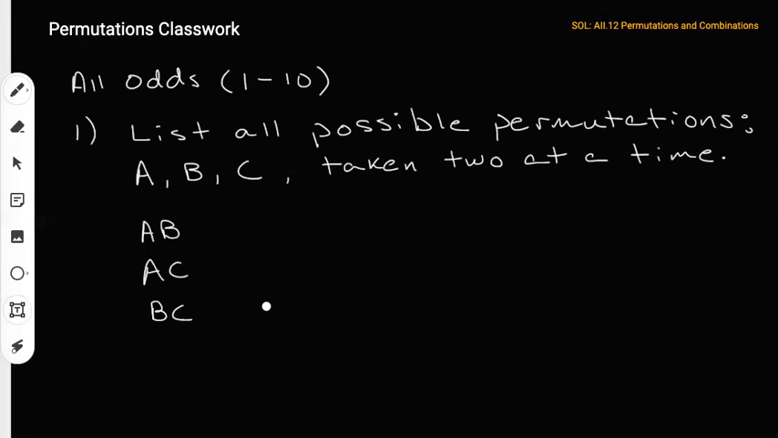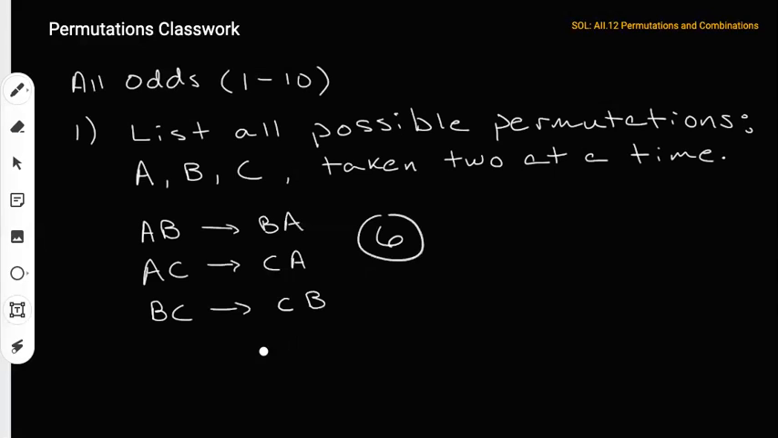But now, since permutations mean that order matters, what we're going to do is switch the order for these three. So if I was to switch the order on AB, I would get BA. If I switch the order on AC, I get CA. And then if I flip the order on BC, I get CB. And now I have 6 possible permutations. And they're all listed right here. So I'm going to put a box around them.